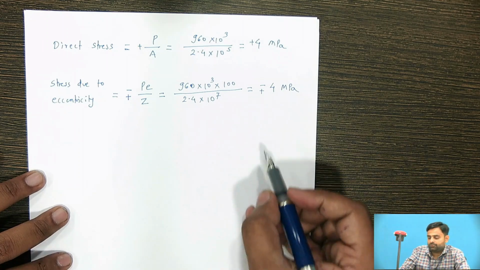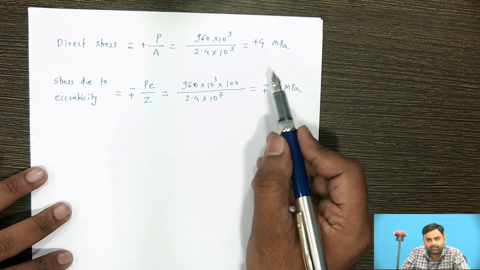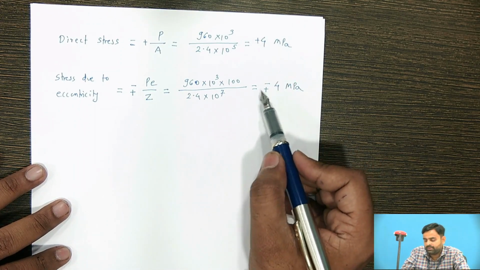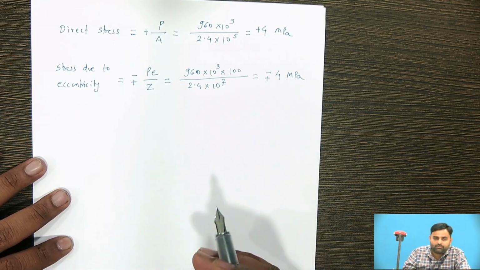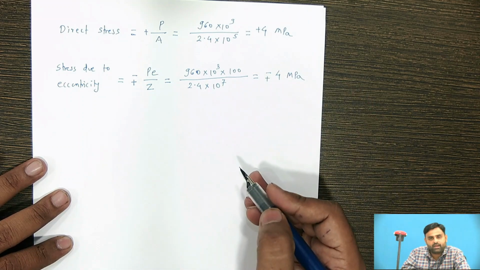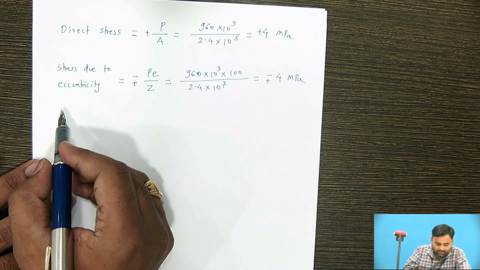megapascal. So minus plus means it is minus at the top, so tensile at the top fiber and compressive at the bottom fiber. Top fiber means fibers which are above the neutral axis, and bottom fibers are fibers below the neutral axis. So above the neutral axis it is minus 4, below the neutral axis it is plus 4. This is the stress due to eccentricity.